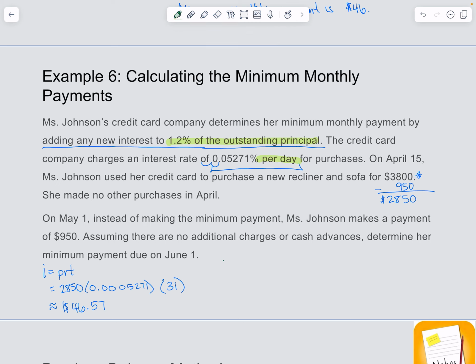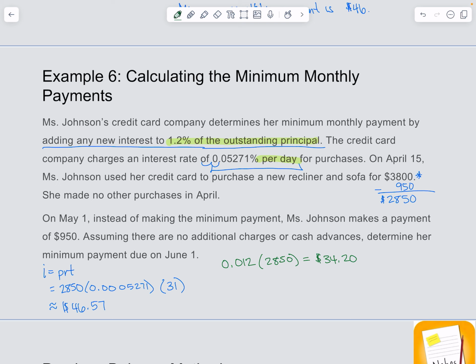I'm going to take 0.012, just like we did before, and multiply it by the outstanding balance. We found out that she still owes $2,850 after she made that payment. Okay, multiplying those tells us we have 34.20.